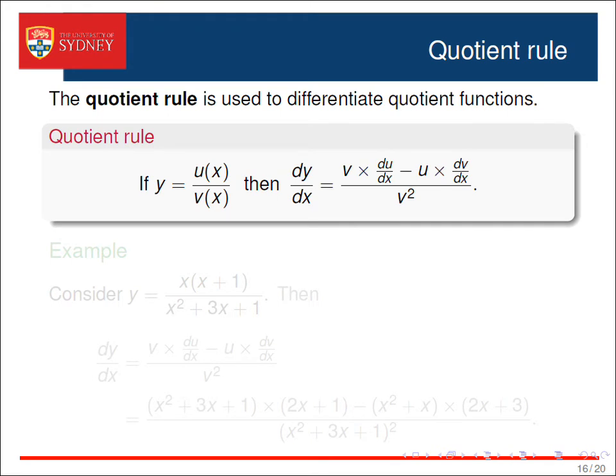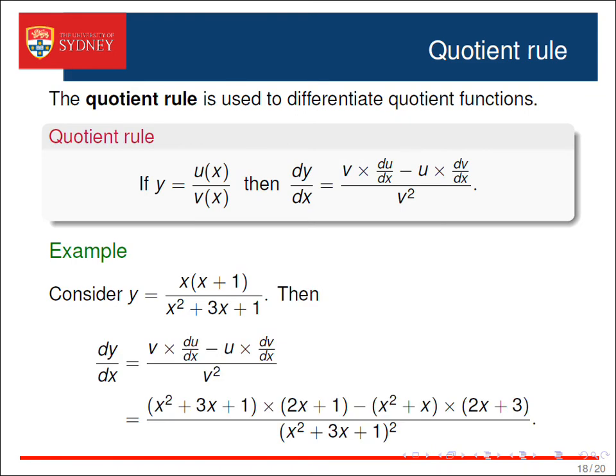In the previous module, we also learned how to create a new function from two existing ones using the operation of division. These quotient functions are differentiated using the quotient rule for differentiation. For instance, consider the following rational function. The quotient rule then tells us the derivative is the following.